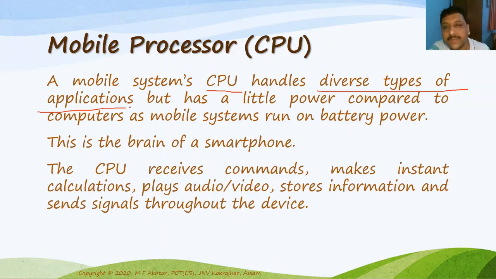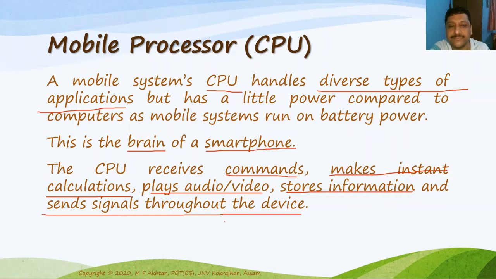Now we already know the CPU is the brain of a computer, so it is also the brain of a smartphone. The CPU receives commands, makes instant calculations, plays audio and videos, stores information, and sends signals throughout the device. So many things the CPU can do.